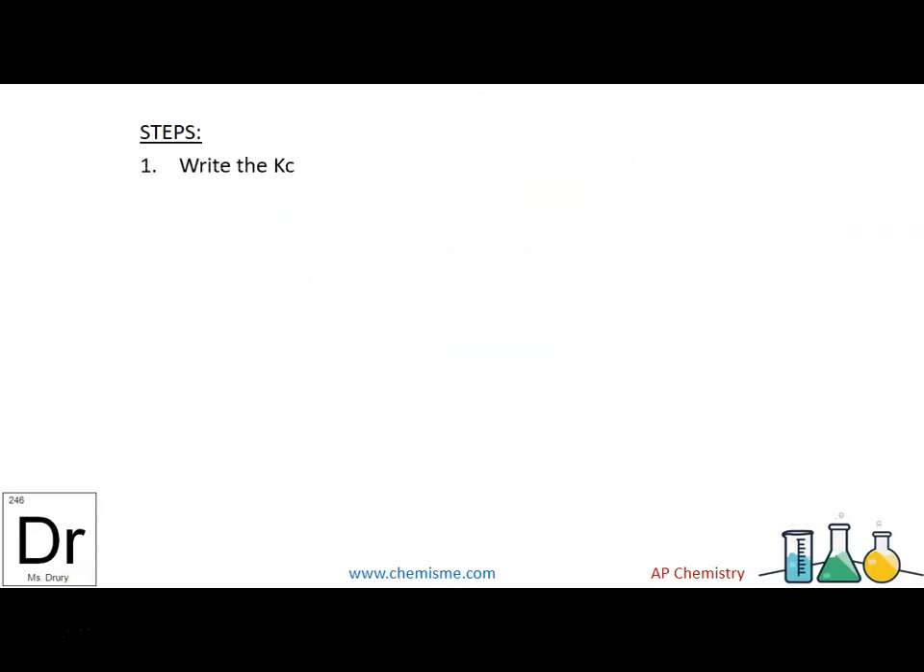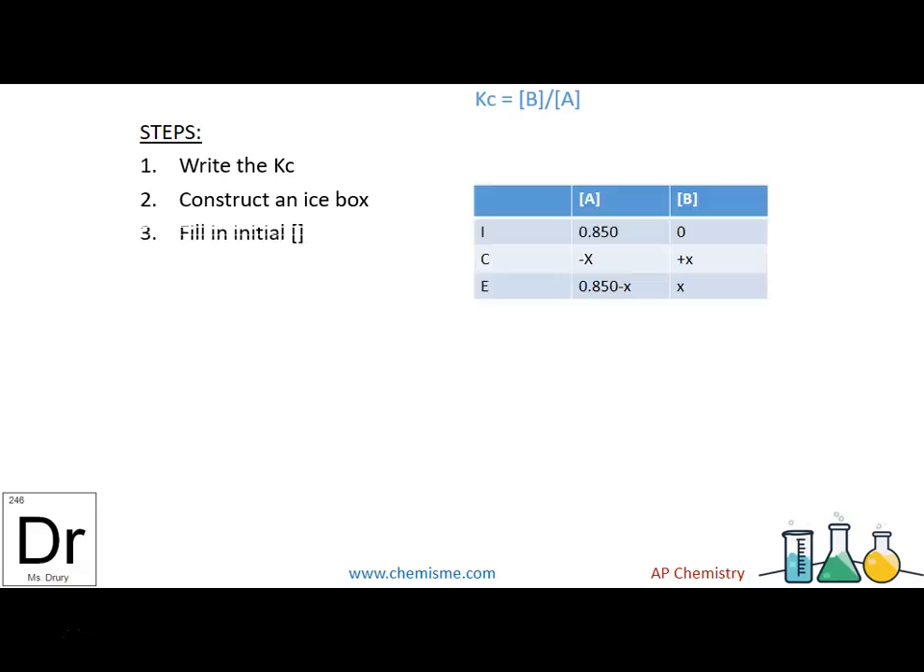So step 1 is to write the Kc out, which would be B over A, and step 2 would be to construct an icebox. The way we do that is we rewrite your equation with A and B on the top of the chart. Initial conditions go in the first box, so that's what was given from the question. It was 0.85 A's and there were no B's.